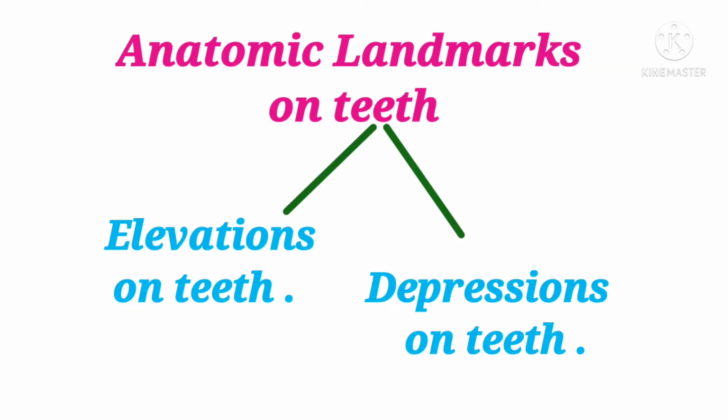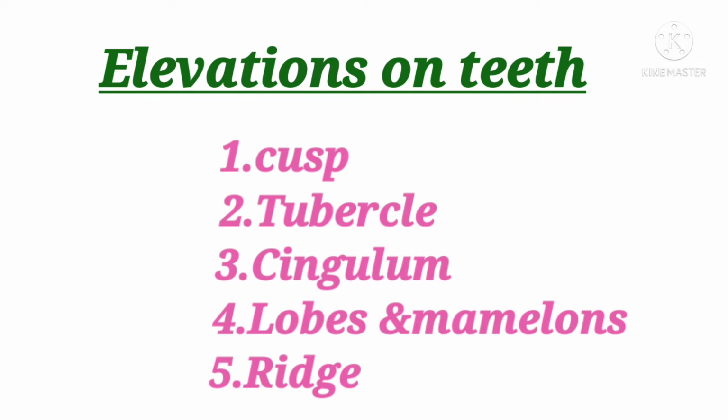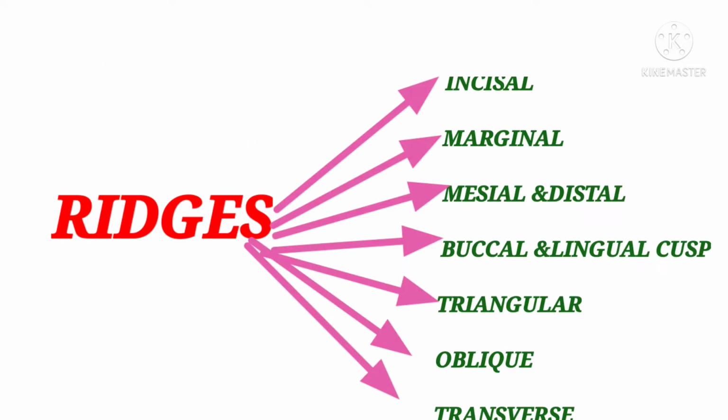Anatomic landmarks on the tooth surface can be broadly classified into two: elevations on the tooth surface and depressions on the tooth surface. And the elevations on the tooth surface include cusp, tubercle, cingulum, lobes and mamelons, and ridge. And ridge is an important short note question.